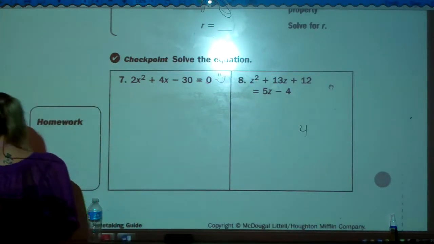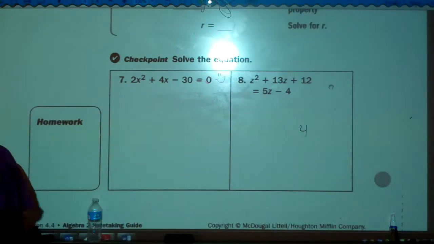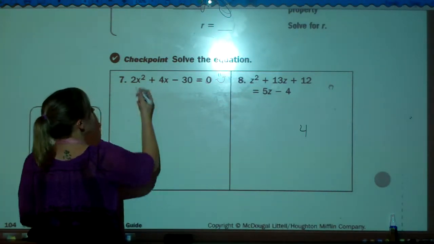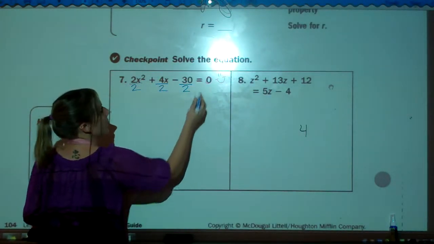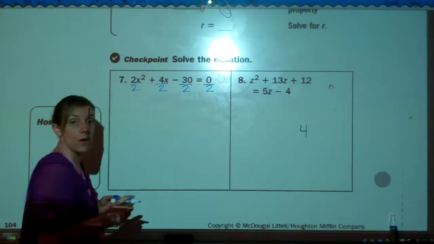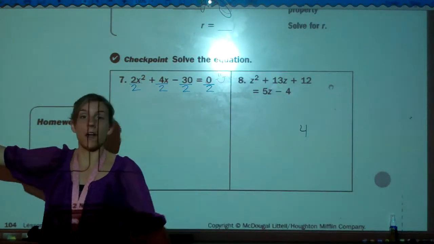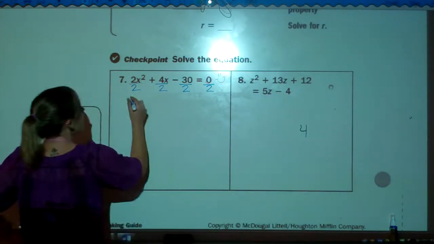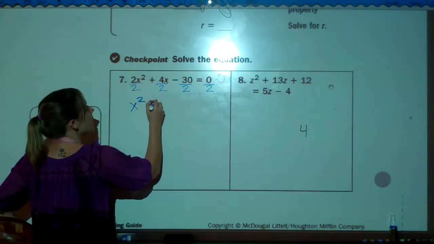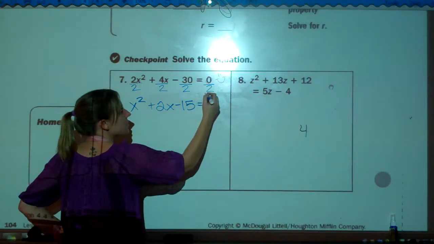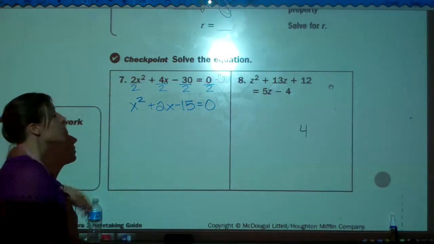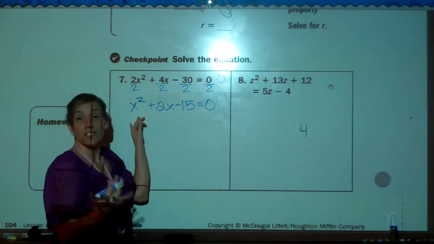In this case, yes we do. The GCF is a 2. So if I divide a 2 out of everything as well as the 0, then that GCF just comes out and it goes away. Okay? So then I'm left with x squared plus 2x minus 15. 0 divided by 2 is still 0. So now the factoring is much easier.